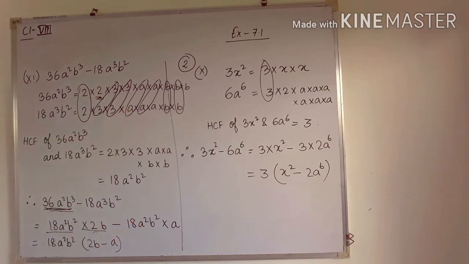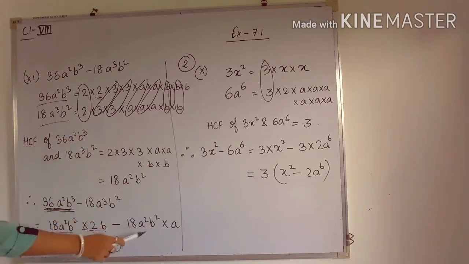So how to do this? Again I am repeating here. HCF is 18a square b square, so we are taking 18a square b square out. If you take it out, what will be the remaining term? You can see the remaining expression from the factorization of 36a square b cube, because we are doing it now. So from here we can see that 2b is remaining. Similarly, in 18a cube b square, what is the remaining term? A. So you have to write a, and it is multiplied with the HCF.